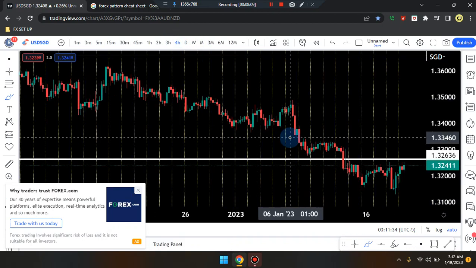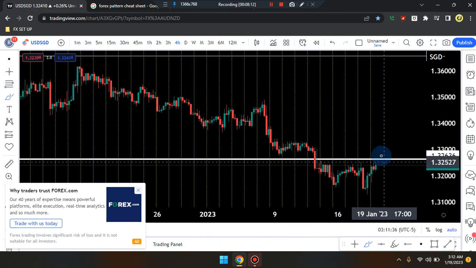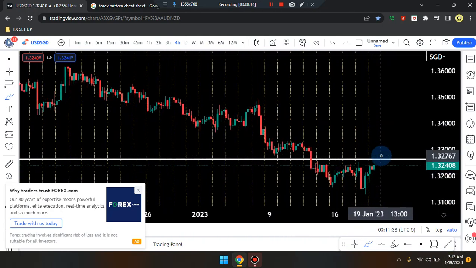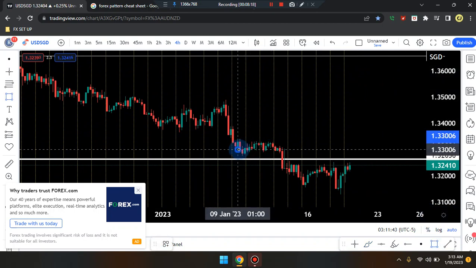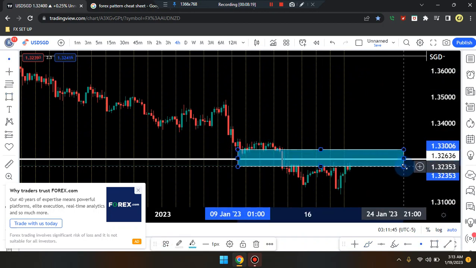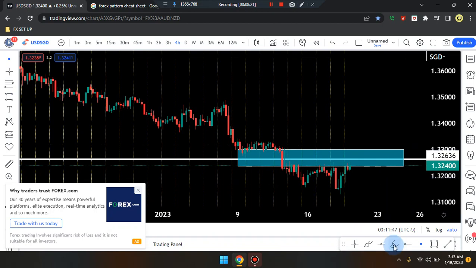Headed down to the 4 hour. Okay, now we're on the 4 hour. Let's add our zone a little bit above price, a little bit below, so we can take a look at what's going on in that zone much clearer. So a little bit above the zone, a little bit below, so we can see what happened.